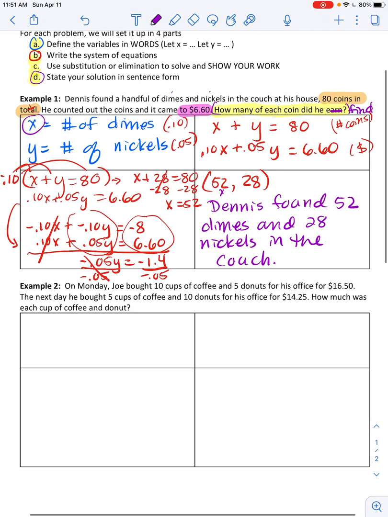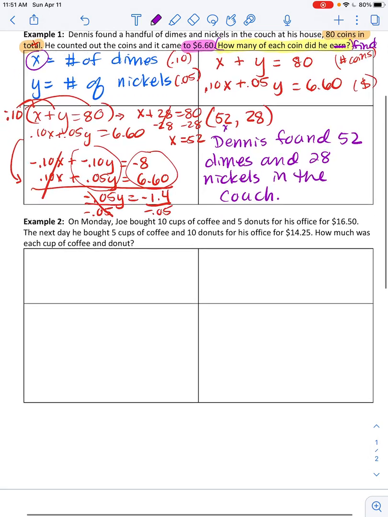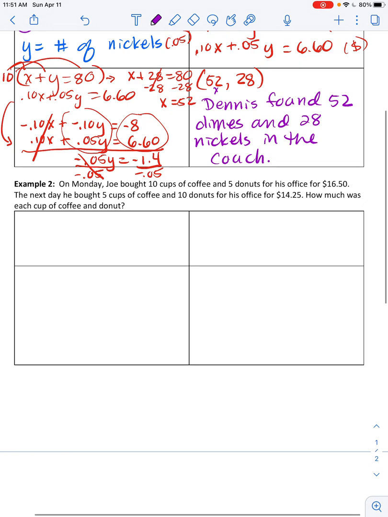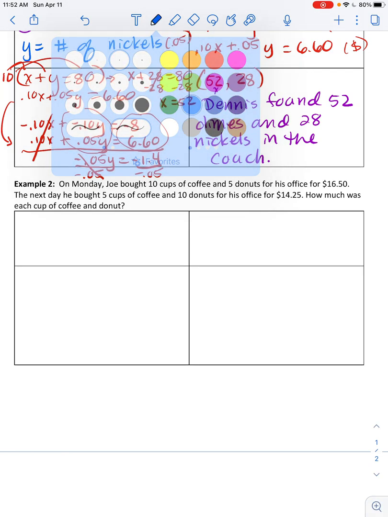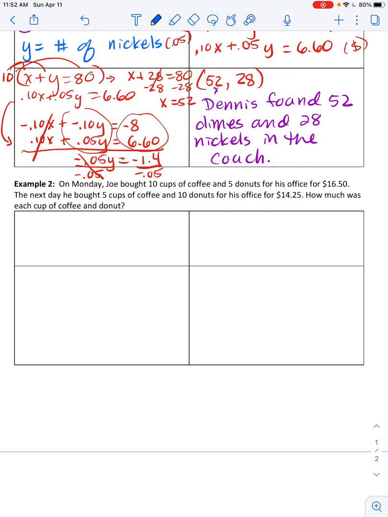So let's see if that pops up in this next one or not. All right, in example 2, it says, on Monday, Joe bought 10 cups of coffee and 5 donuts for his office for $16.50. The next day, he bought 5 cups of coffee and 10 donuts for his office for $14.25. How much was each cup of coffee and donut?